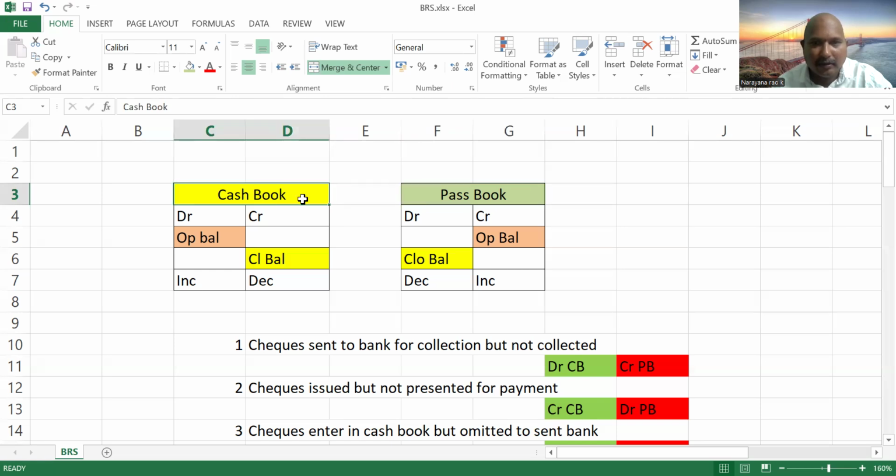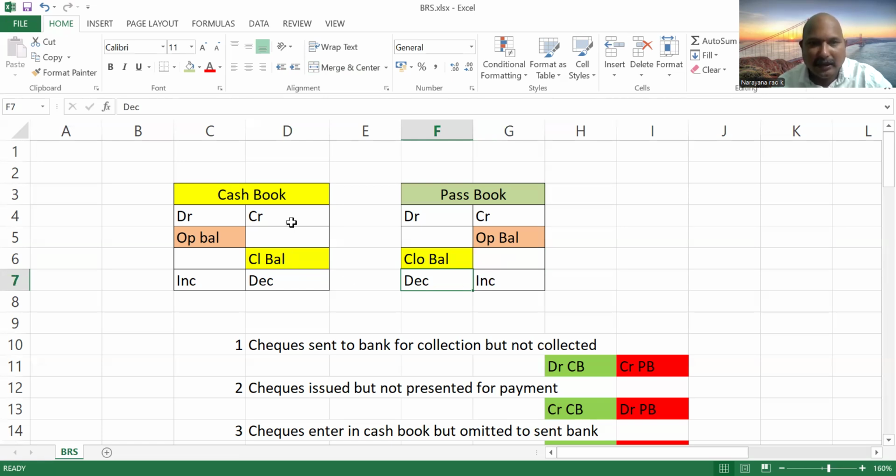Here, the cash book shows the opening balance on the debit side and the closing balance on the credit side. If our bank balance is increased, we record it on the debit side of the cash book. If our bank balance decreases, those transactions are recorded on the credit side of the cash book. But in the passbook, if our bank balance is increased, the bank will write it on the credit side, and if our bank balance is decreased, the bank will record it on the debit side.